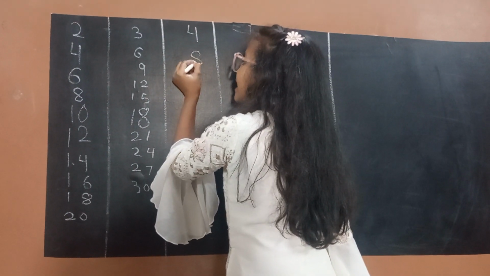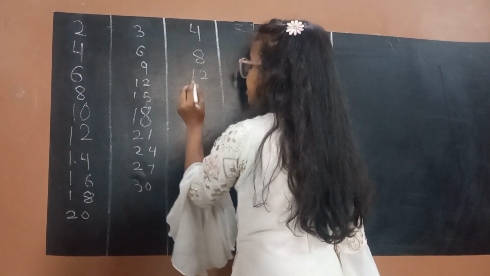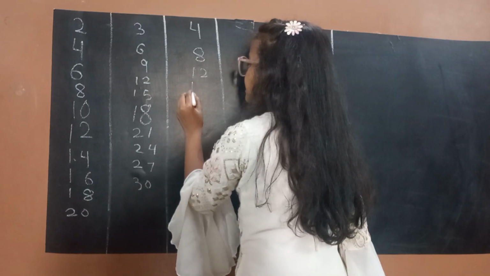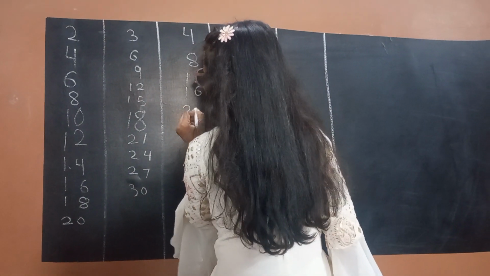4 2s are 8. 4 3s are 12. 4 4s are 16. 4 5s are 20.